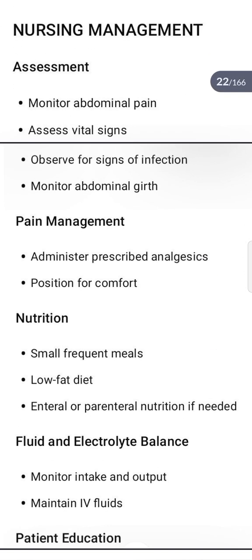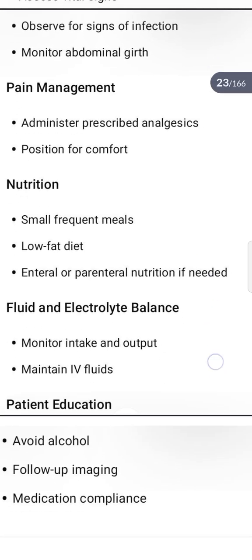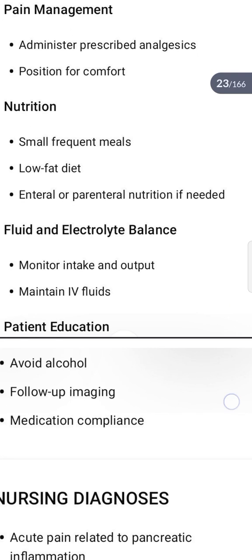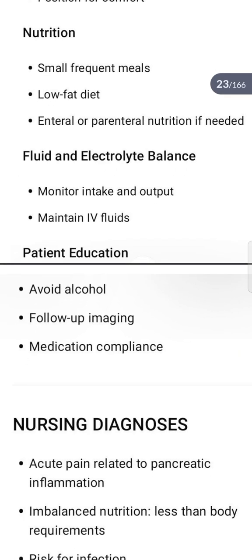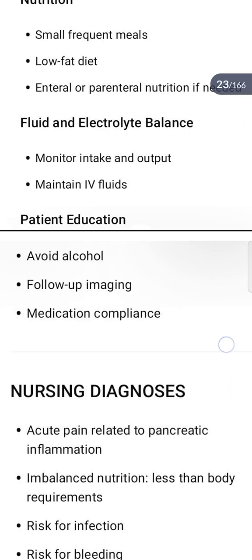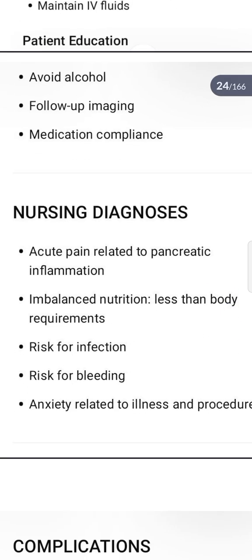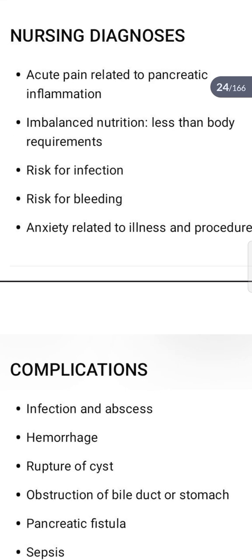In nursing management, we have to assess for abdominal pain, vital signs, infection and abdominal girth. We have to manage pain and position the patient for comfort. Nutrition: provide small frequent meals, a low fat diet, and enteral or parenteral nutrition if needed. Fluid and electrolyte balance: we have to monitor intake and output and maintain IV fluids. Patient education: avoid alcohol, follow up imaging, medication and complications. Nursing diagnosis will be the same as that of pancreatitis.